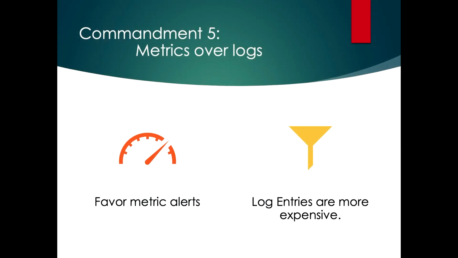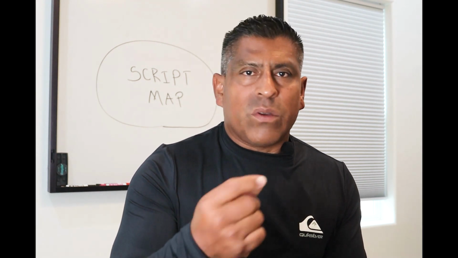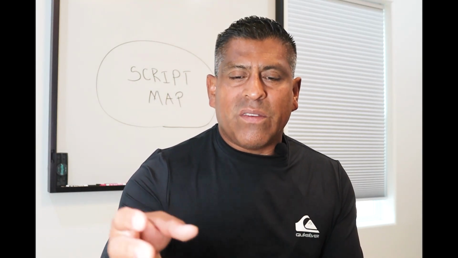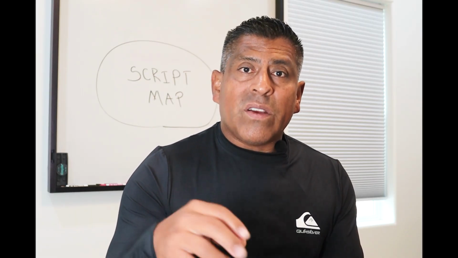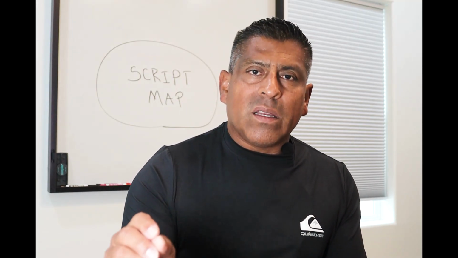Commandment number 5, favor metric alerts over log entries, because log entries are more expensive. In Azure Monitor, there are 2 ways that you can check the data. You can look at a metric. For example, if you want to look at a metric like CPU utilization, you can go in there and look at the metric that says CPU utilization is 50%, 75%, whatever it is. That's a very thin, very slim, very easy to look at entry in the log analytics workspace.